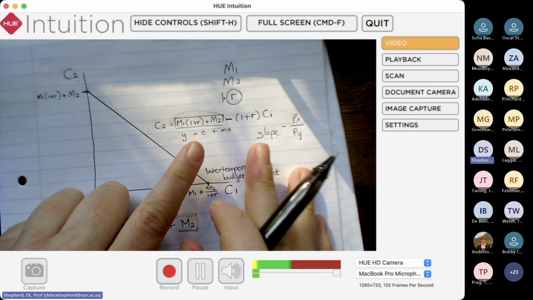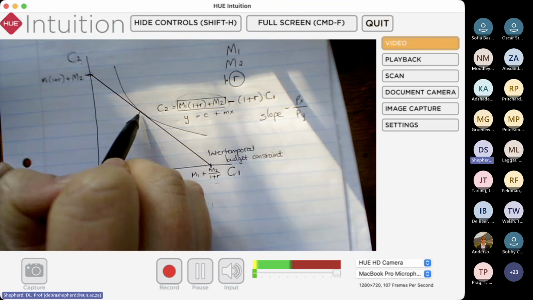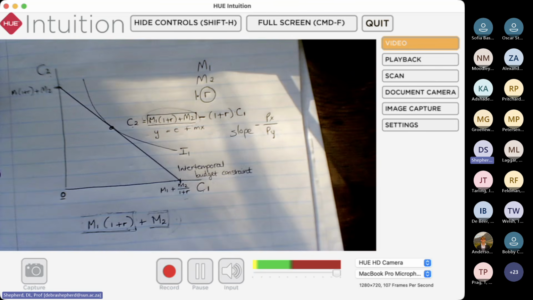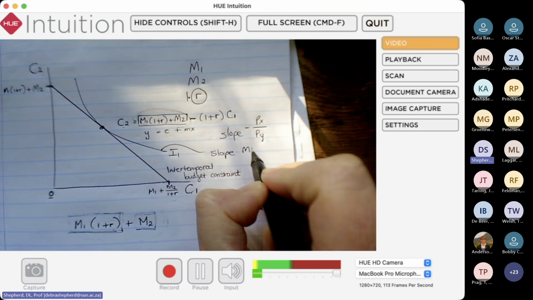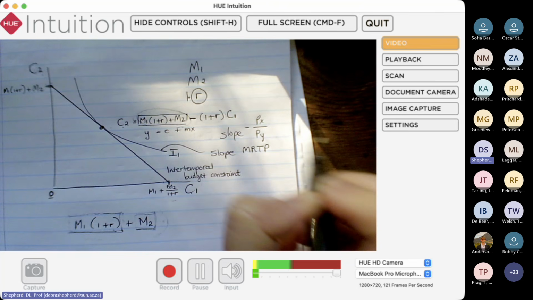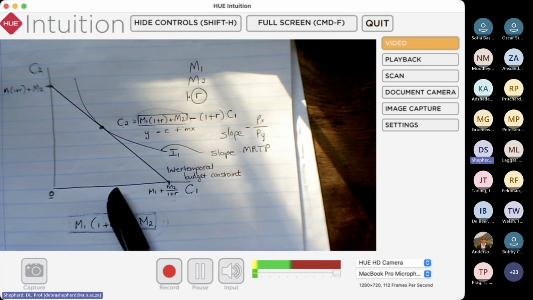And then just like any atemporal consumption decision, we look for where this budget constraint is tangent to the highest attainable indifference curve. And for this indifference curve, we call the slope the marginal rate of time preference, MRTP. So it indicates how patient or impatient this consumer is, how desperate they are to consume right now versus how patient they are to wait for future consumption.